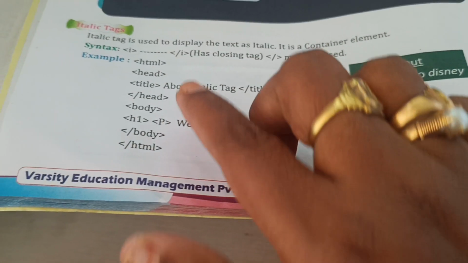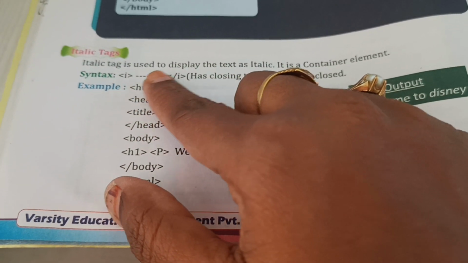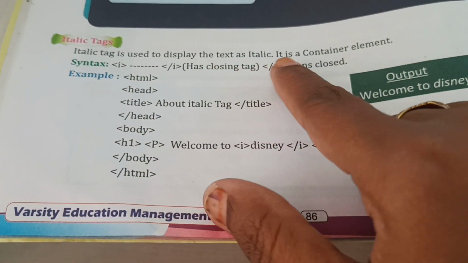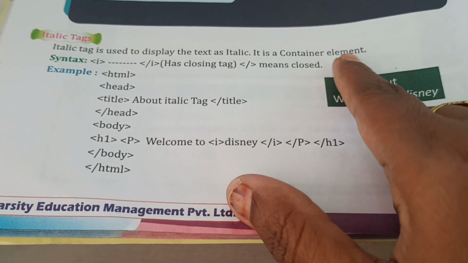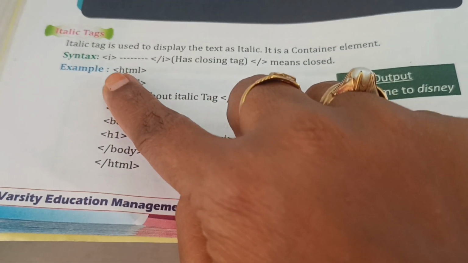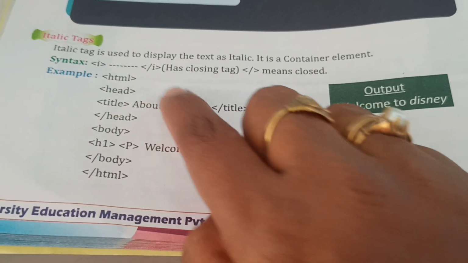Hi. Today's topic is the italic tag. The italic tag is used to display text in italics. It is a container element. Syntax: open bracket I, closing bracket I.